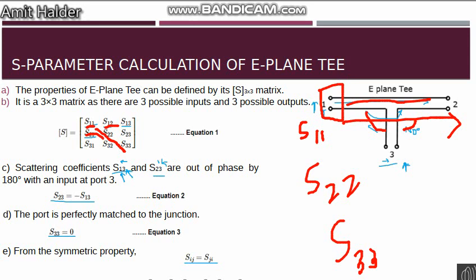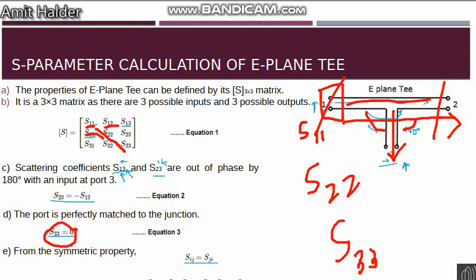So you can write S23 is equal to minus S13. The port is perfectly matched. If a port is perfectly matched, the power of the port will be 0. If the port is perfectly matched, then no power will come through here. It will come only if any leakage of power happens. For that particular case, there is no leakage. If no leakage happens, it is perfectly matched, meaning this port will be perfectly matched, so S33 will be 0.